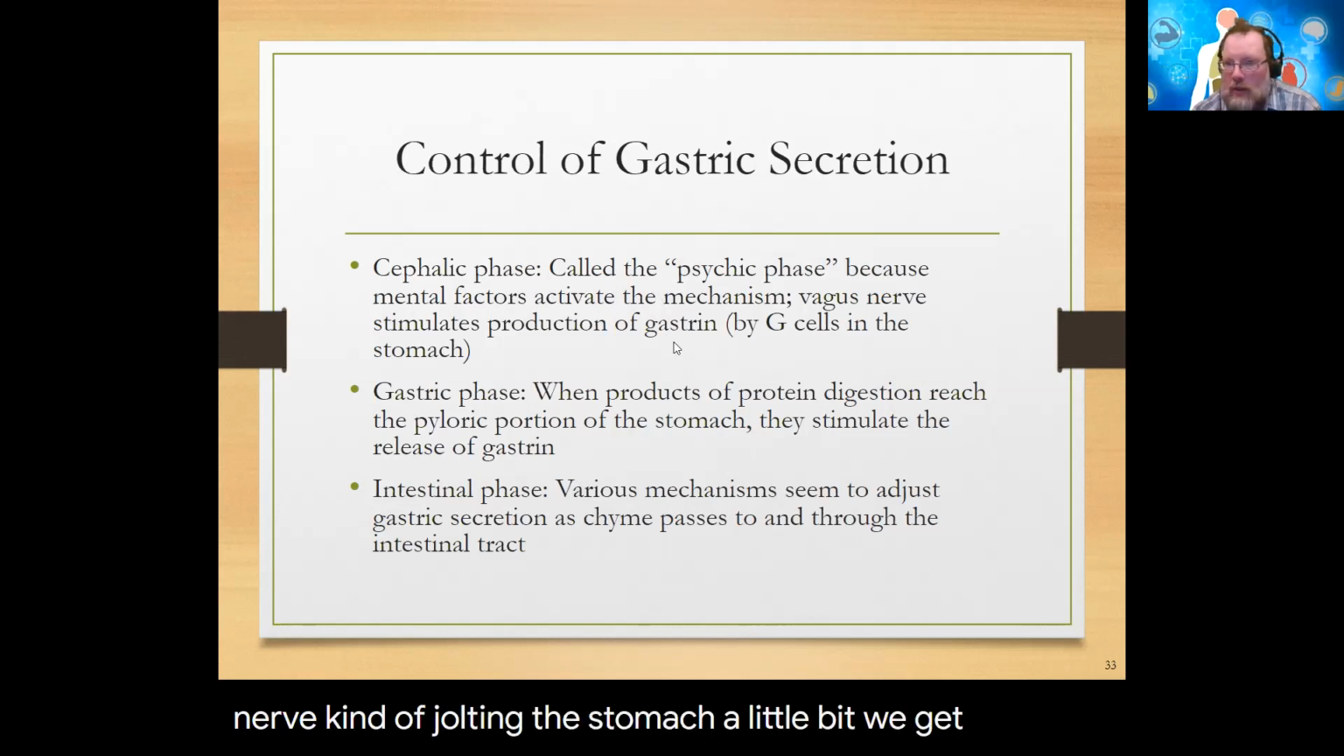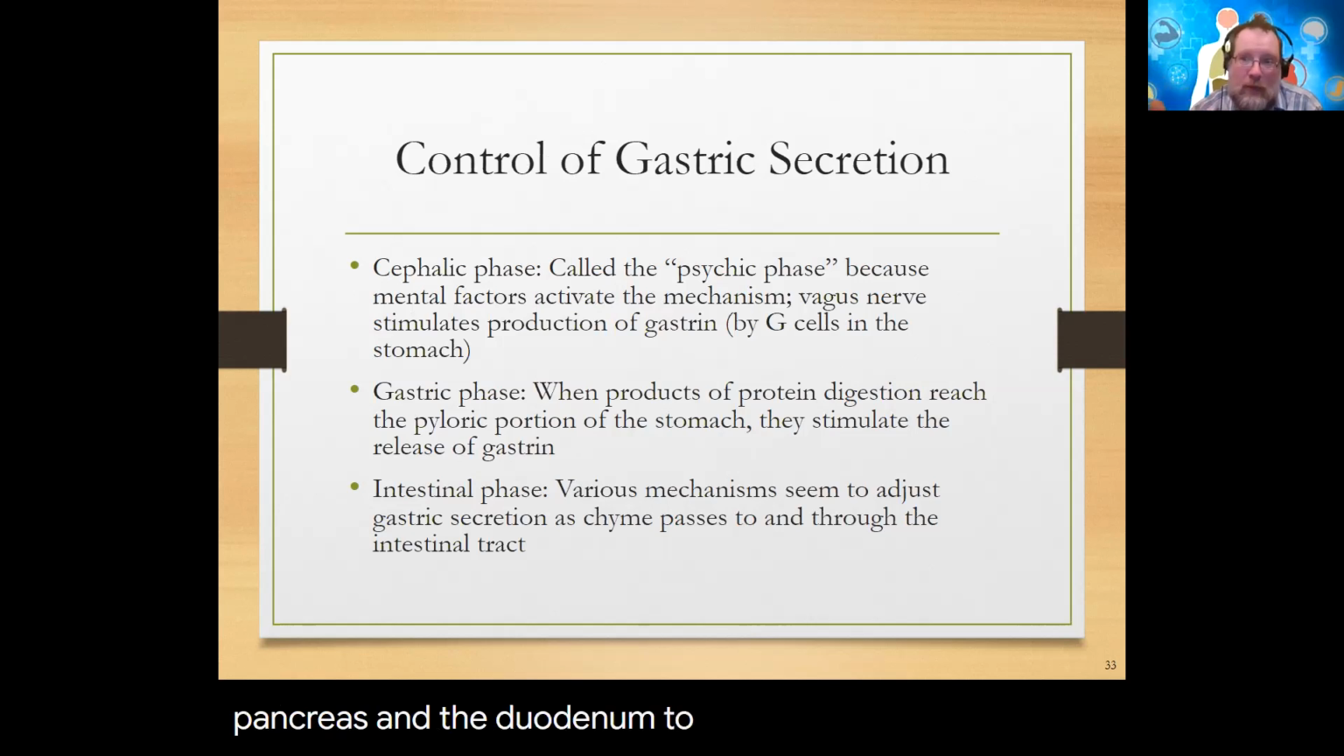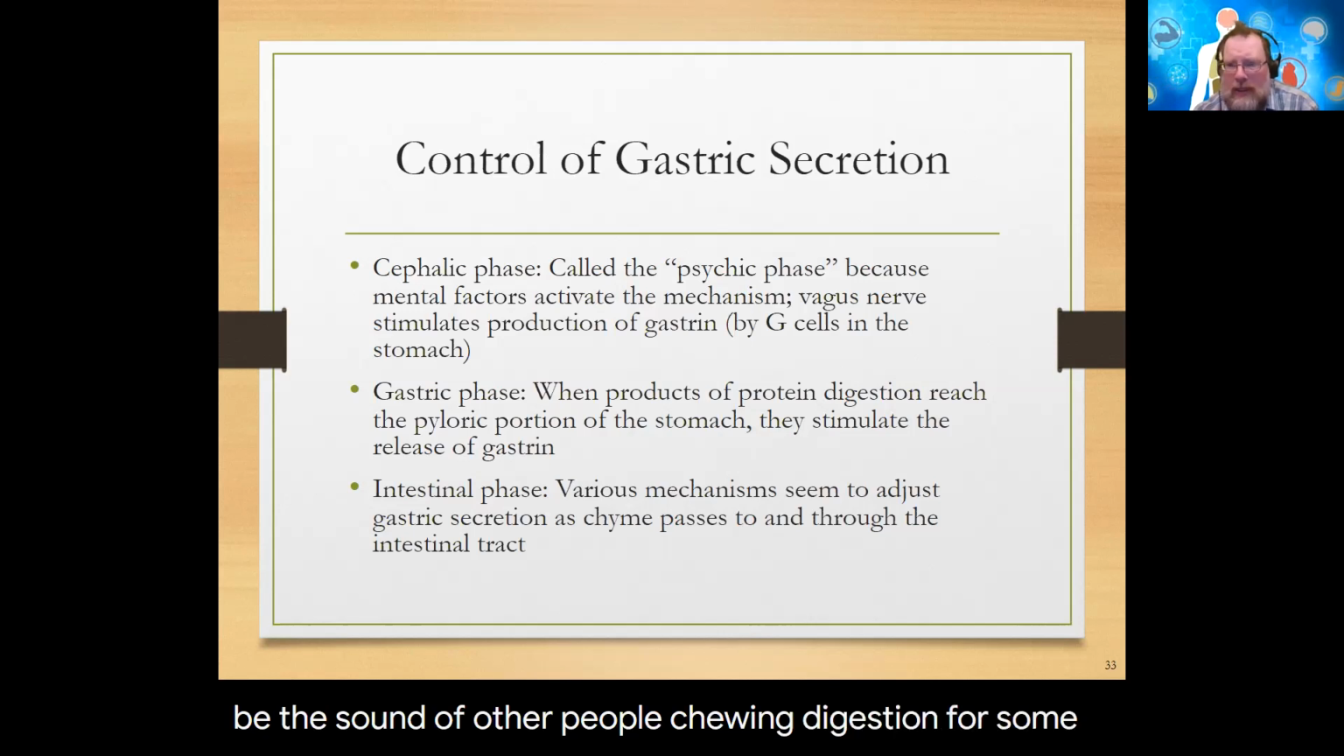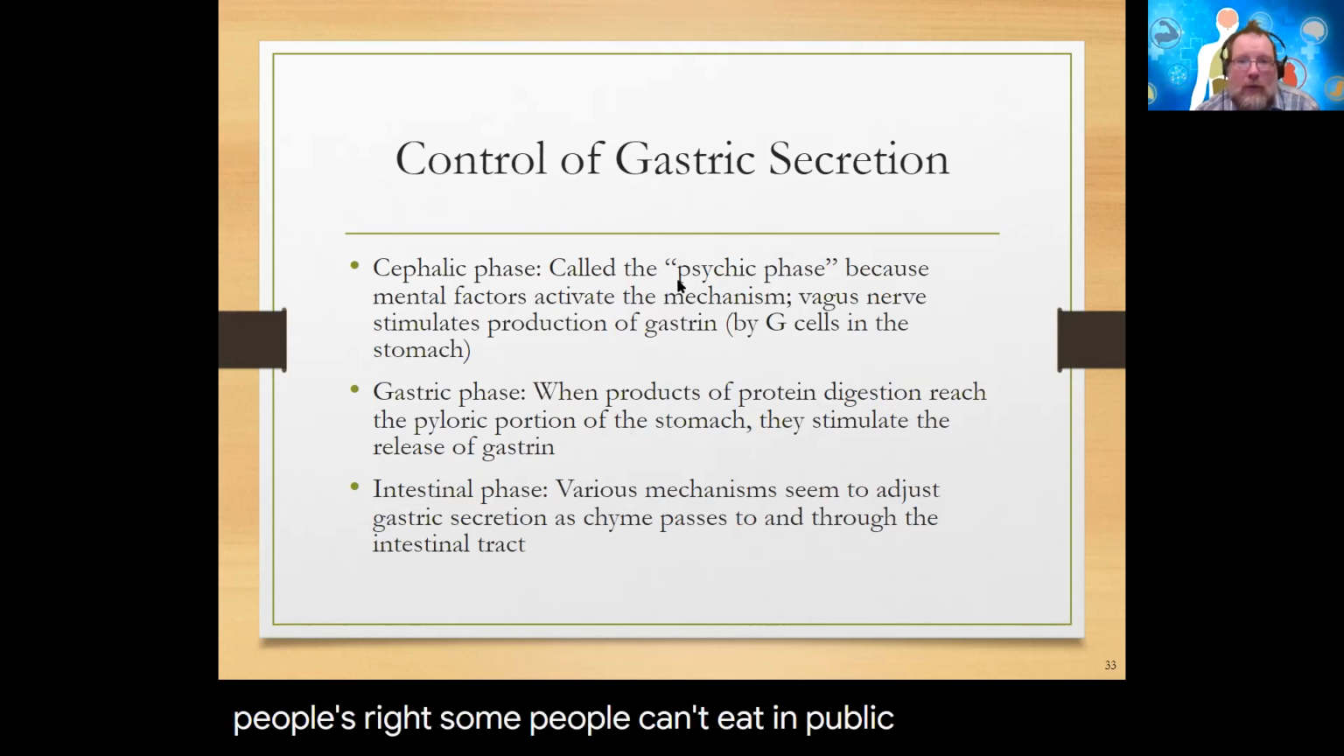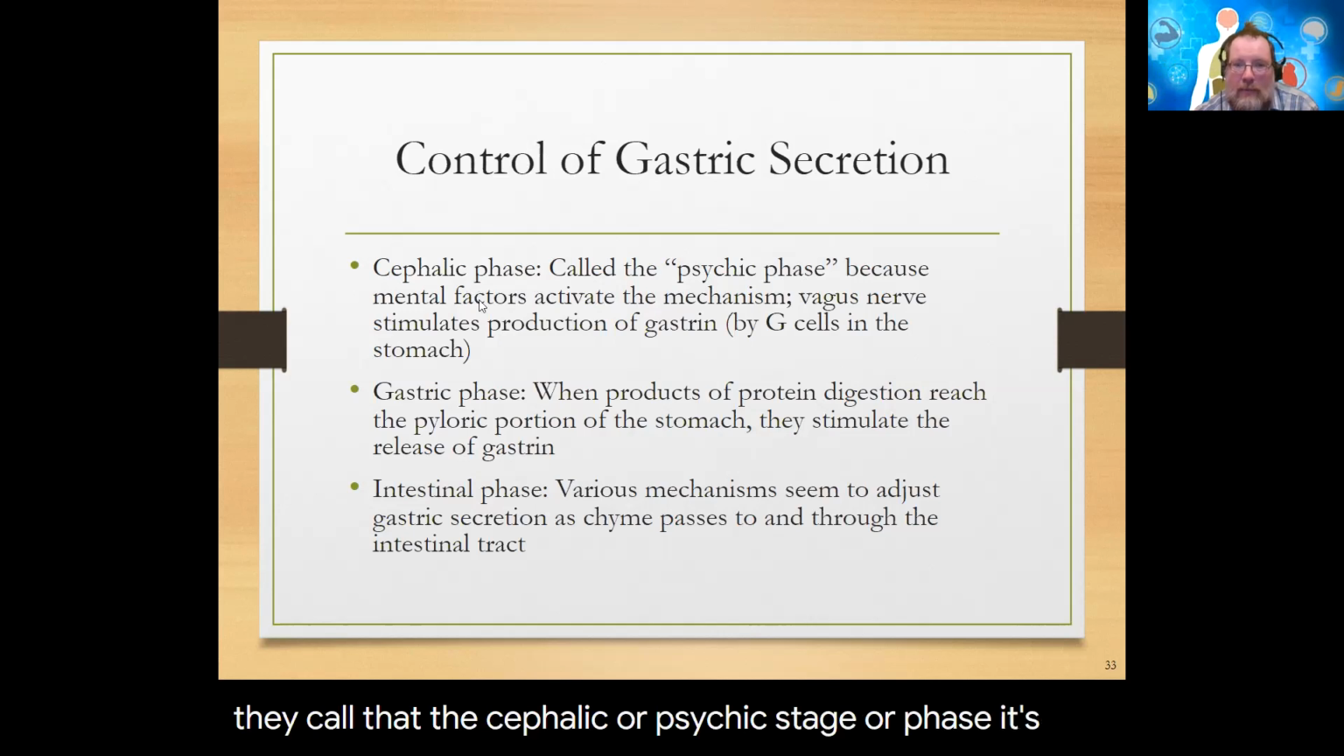We get gastrin release, and remember, gastrin is what's going to tell the pancreas and the duodenum to get ready, to get trypsinogen and chymotrypsinogen activated. So gastrin is a major domino to start falling. So that smell phase, sight phase, hearing, pots and pans clanking, whatever it might be, the sound of other people chewing. I mean, I don't know, maybe that shuts off digestion for some people, right? Some people can't eat in public. So anyway, they call that the cephalic or psychic stage or phase. It's a lot of mental factors.